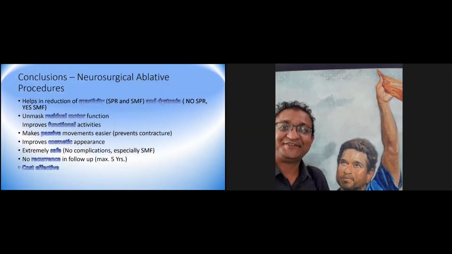So we would like to say that spasticity and dystonia get reduced, the residual motor function which is there gets unmasked and improves the functional abilities, makes passive movement much easier, appearance improves, and the procedure is very safe, with a very small, fine incision, without much mutilation of the surrounding tissues, and we have not found any recurrence, and it is a very cost-effective, permanent procedure.